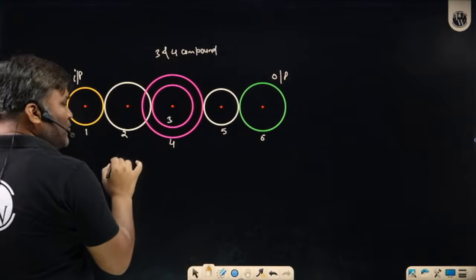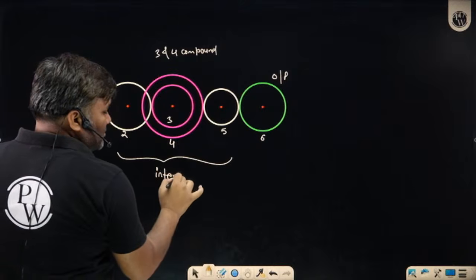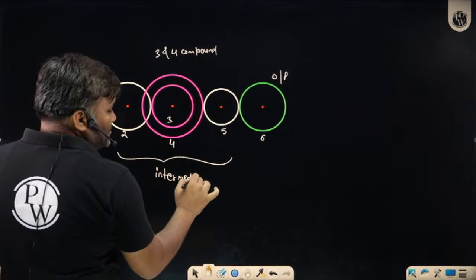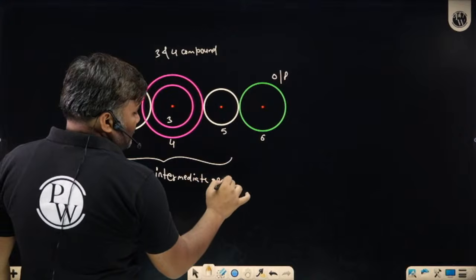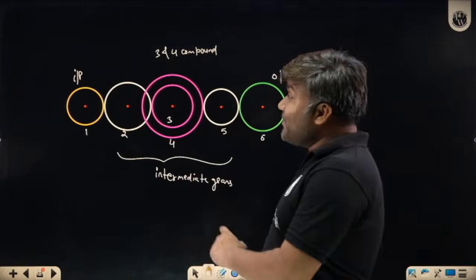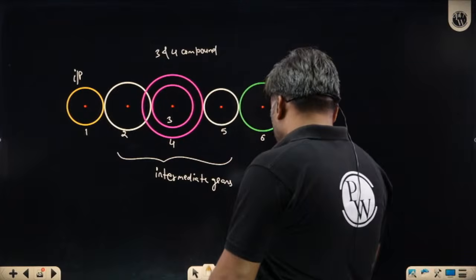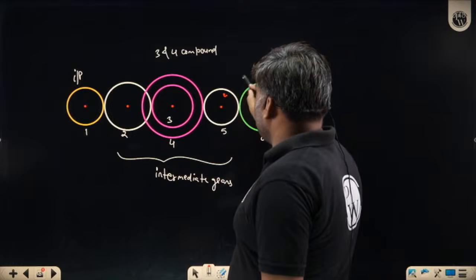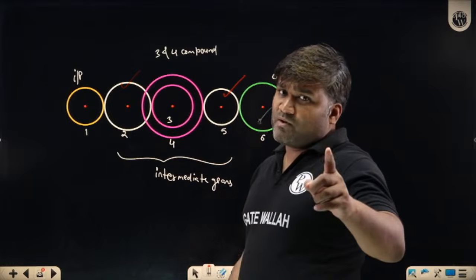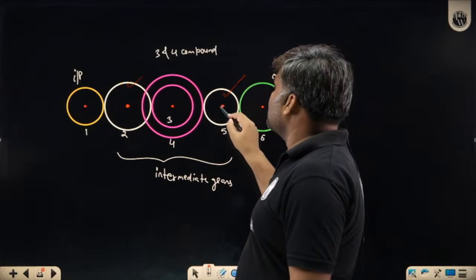Apart from input and output, whatever we have are called intermediate gears. What are the compound gears? Only 3 and 4 are the compound gears. What about 5 and 2? They are not compound gears. On their shaft, there is only one gear. On this shaft, there is only one gear.